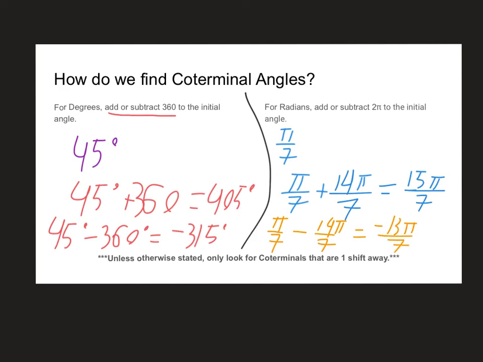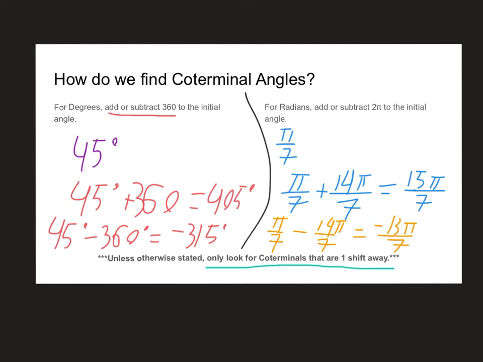That's it. Now, unless otherwise stated, and this is the big important thing, please only look for coterminals that are one shift away. While it is true that you could, for instance, add 720 to an angle and find a coterminal angle, for any multiple choice or fill in the blanks that you might have on today's assignment or future assignments, we're looking for one shift away unless otherwise noted.